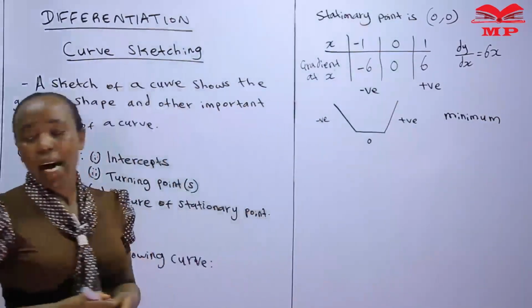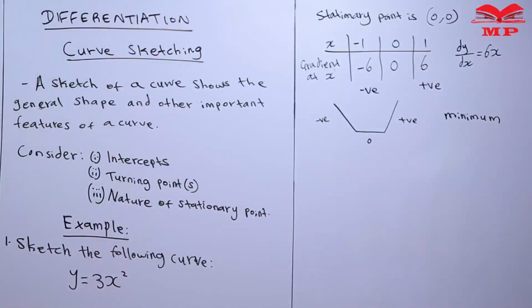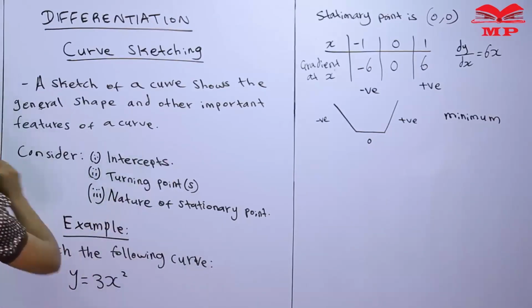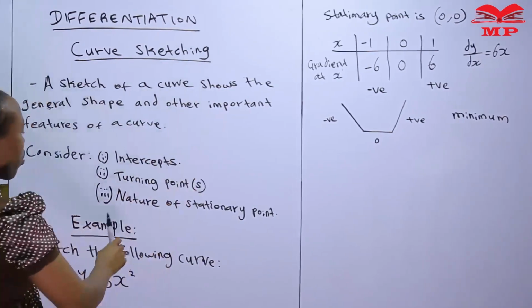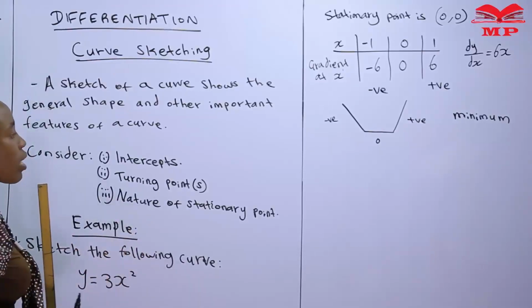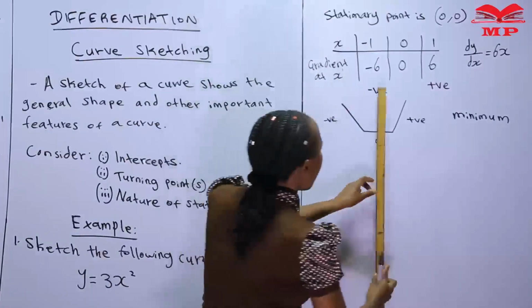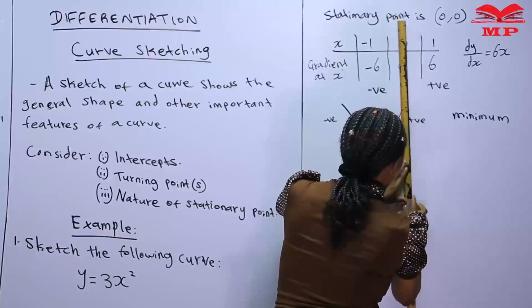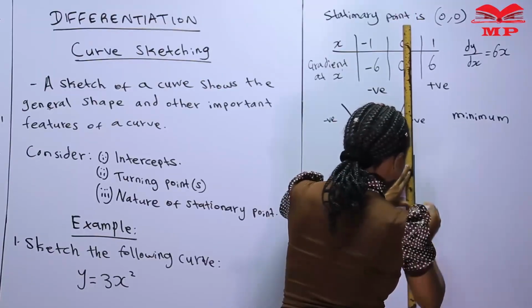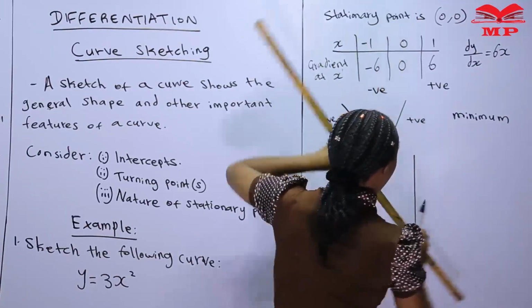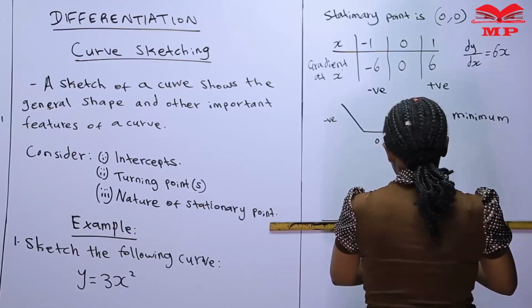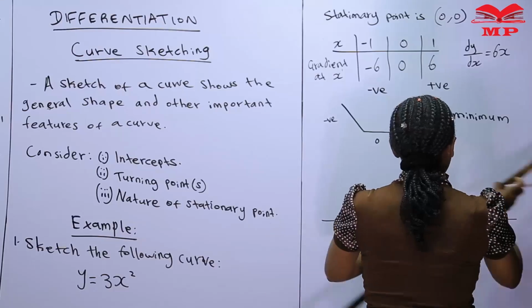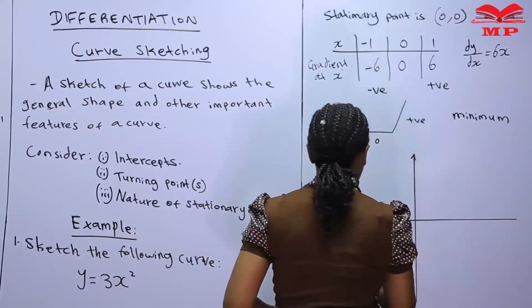Now we can come and sketch that curve. We already have the intercepts, this one and this one, we already have the turning point, which is 0, 0. We also have the nature of the stationary point, which is a minimum. So we just come and sketch now. We've said you can even sketch on plain paper, because a sketch shows the general shape of the curve and any other important feature on that curve.